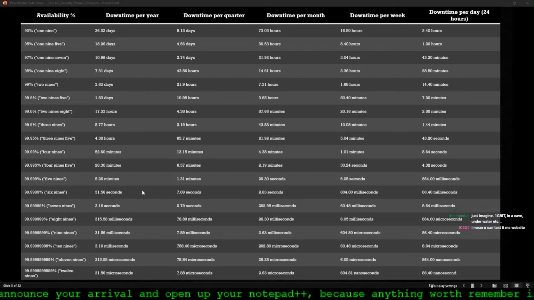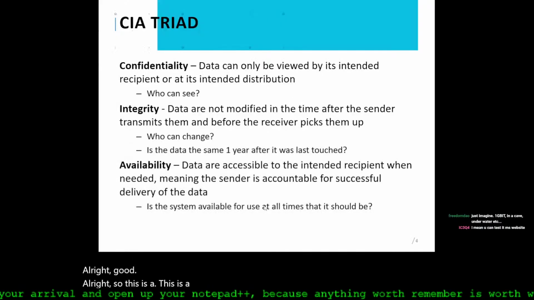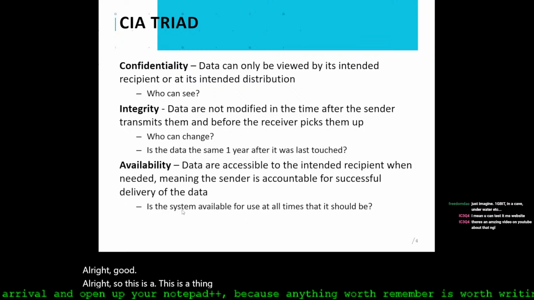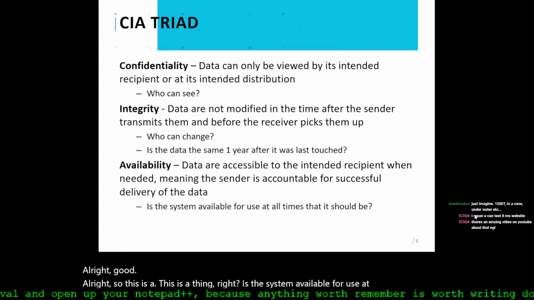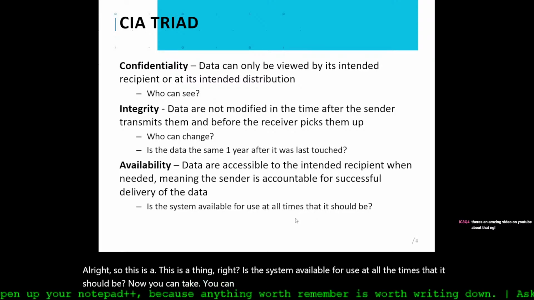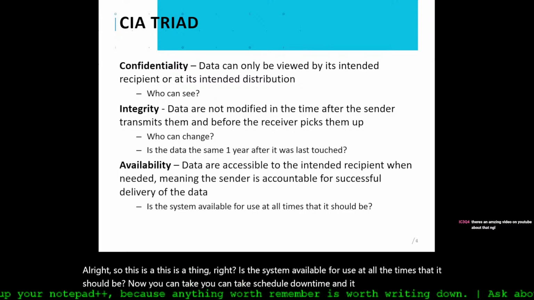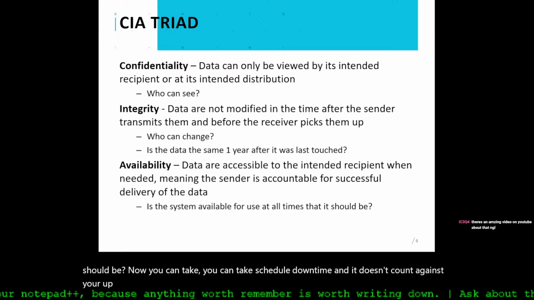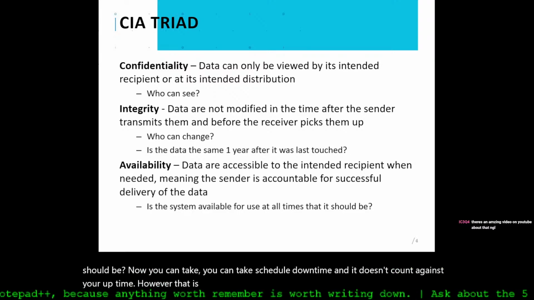All right, good. So this is a thing, right? Is the system available for use at all the times that it should be? Now, you can take scheduled downtime, and it doesn't count against your uptime. However, that is still downtime to your customer.